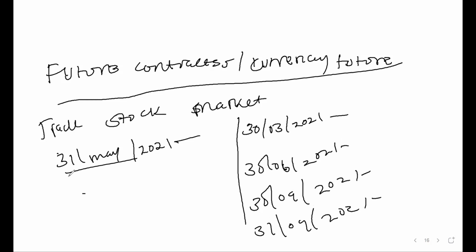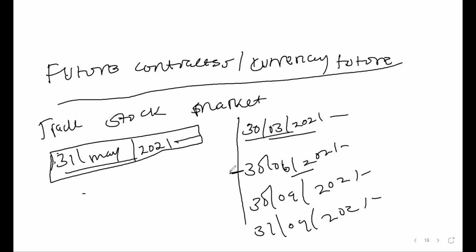So now if you have a receivable which is maturing in May, you don't have a future maturing in May. The ones you have are in March and the other one is in June. What you do is get the future for May.